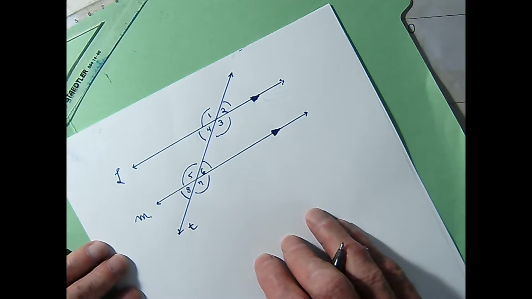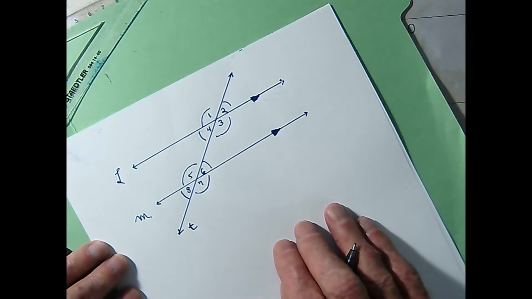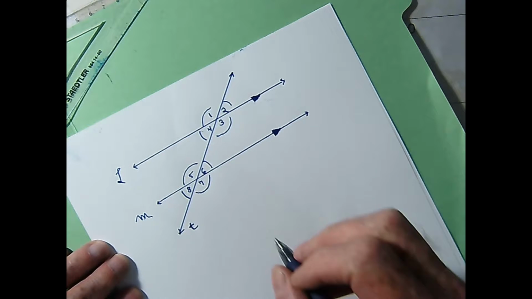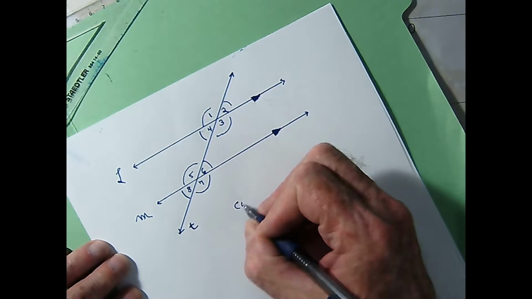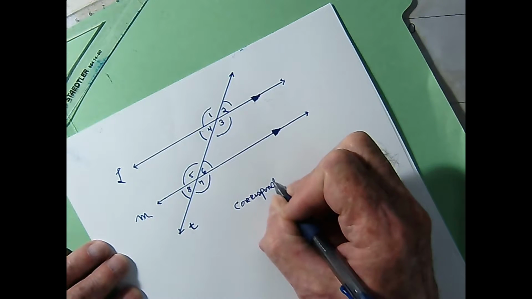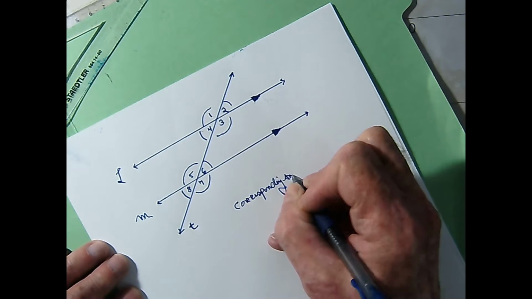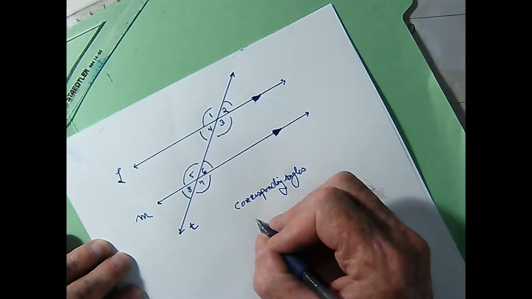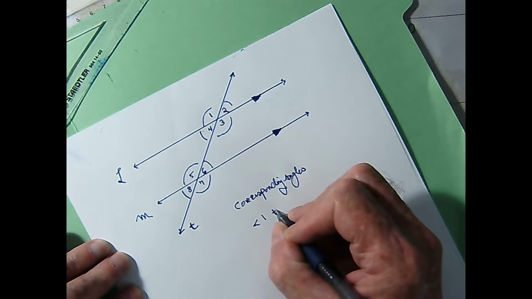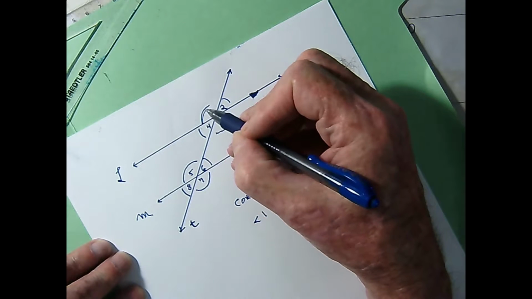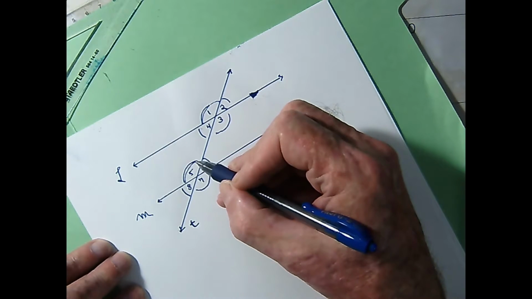Probably a good idea for you to pause the video and make a sketch like this one on your own paper. The first pair of angles I need to talk about are called corresponding angles. Let's make a note about that. Corresponding angles. I can give you a pair of those. Angle 1 and angle 5. This angle at 1 and this angle at 5 are corresponding angles.